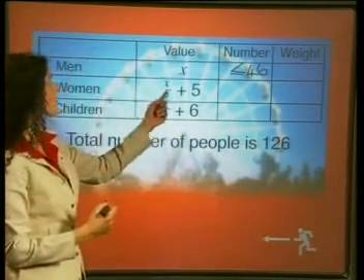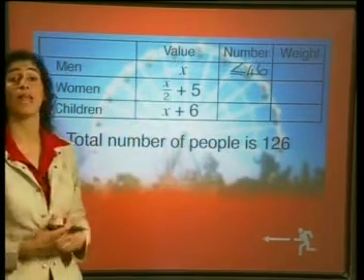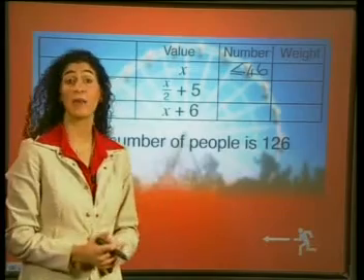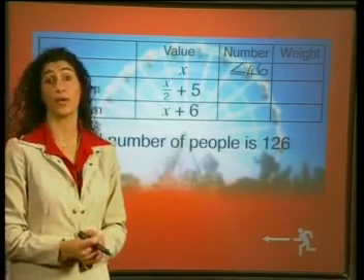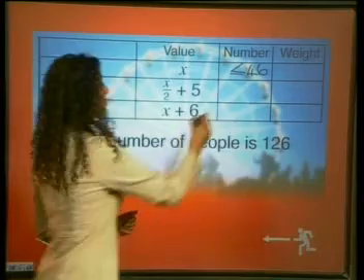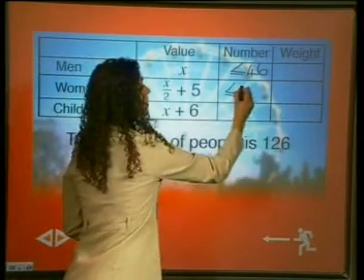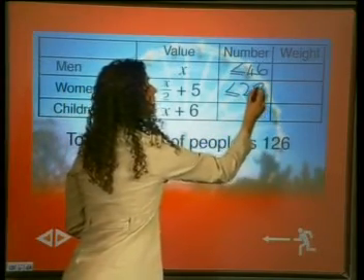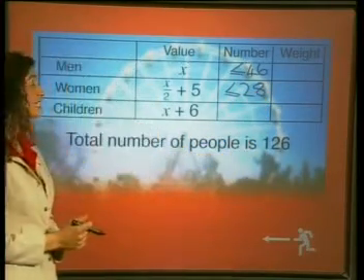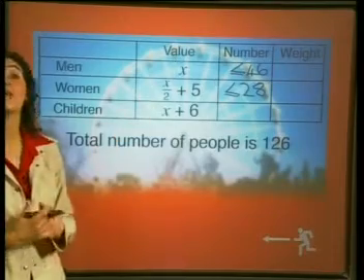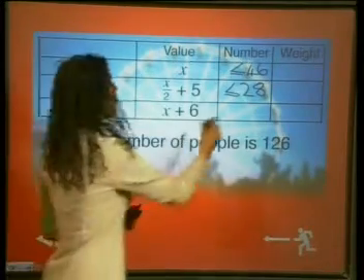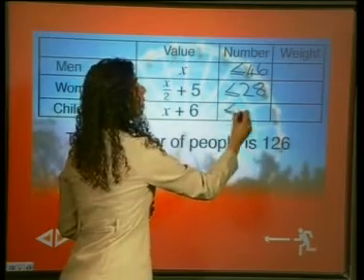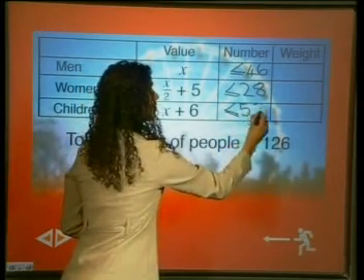Next, we're going to substitute in our 46 into our women, and we get 46 divided by 2 plus 5, and that gives us less than or equal to 28, and we write that here. And lastly, we need to substitute in our 46 for our children, and we get 52. Remember, it's also less than 52, and we write it less than or equal to 52.